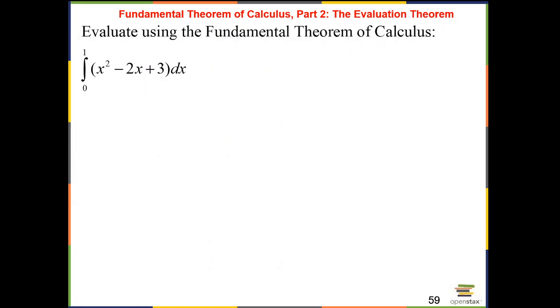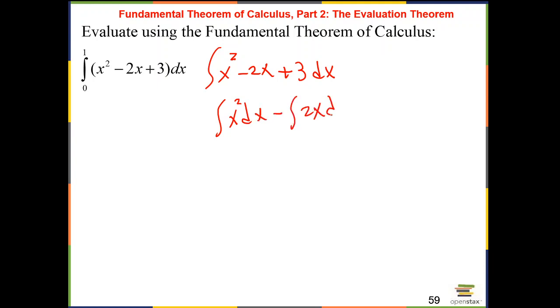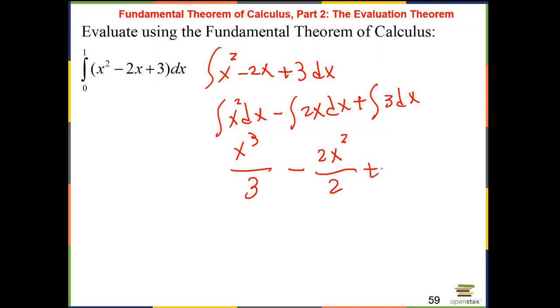Okay, now here's another one. Again, what's the antiderivative of x squared minus 2x plus 3 dx? Well, we can separate it into antiderivative of x squared dx minus antiderivative of 2x dx plus antiderivative of 3 dx. Antiderivative of this is x to the third over 3. This one would be 2x to the second over 2, and that would be 3x, right?